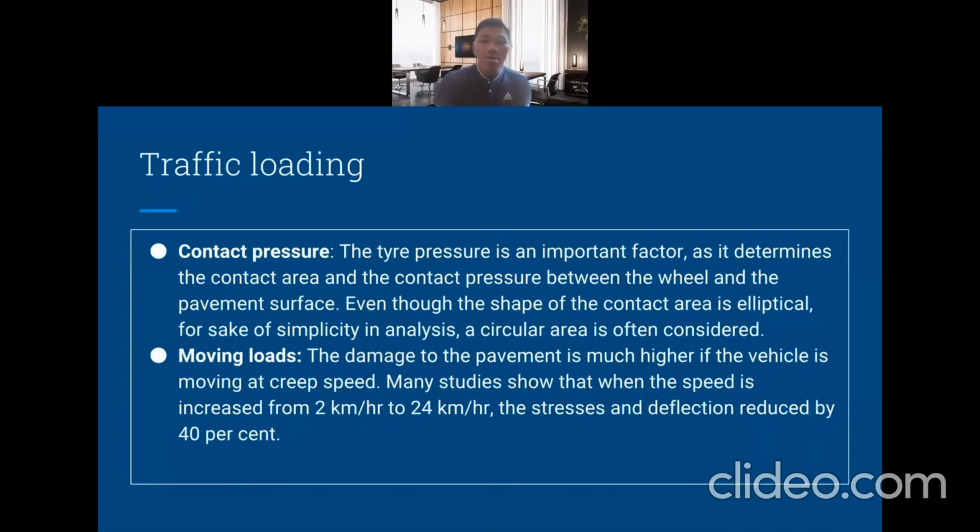Even though the shape of the contact area is elliptical, for sake of simplicity in analysis, a circular area is often considered. In terms of moving loads, the damage to the pavement is much higher if the vehicle is moving at a creep speed, because many studies show that when the speed is increased from 2 km per hour to 24 km per hour, the stresses and deflection reduced by 40%.